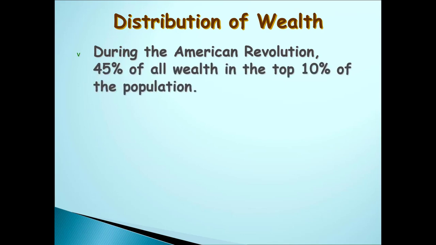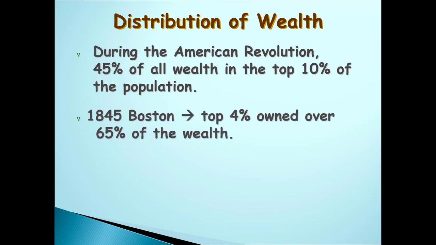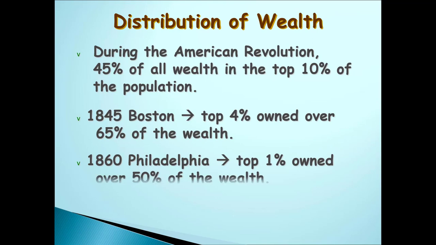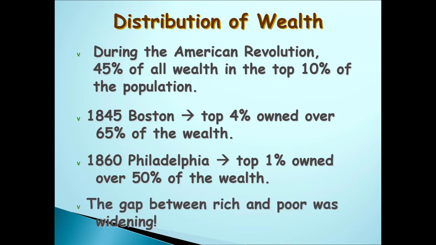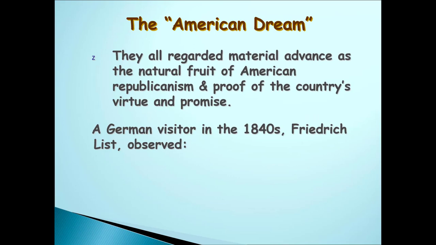During the American Revolution, 45% of all the wealth in the country was in the top 10% of the population. The educated, yeah, sure. In 1845 in Boston, 4% of the population of Boston owned 65% of the wealth. 1860 Philadelphia, 1% owned over 50% of the wealth. The gap between the rich and the poor is widening more all the time.